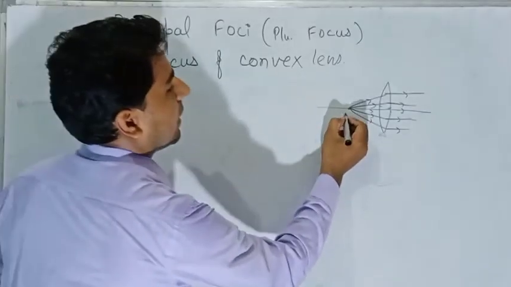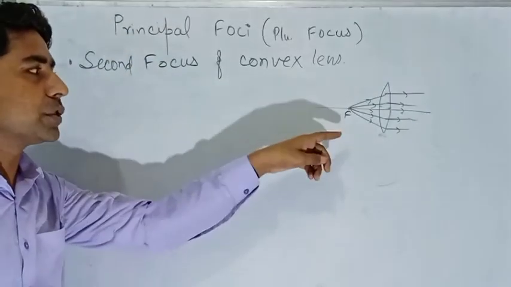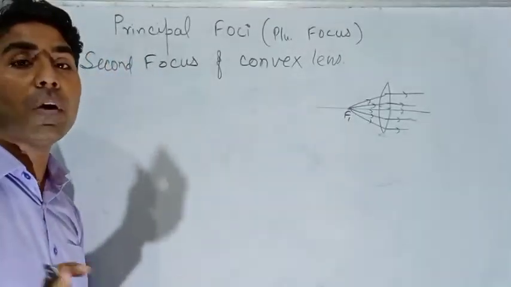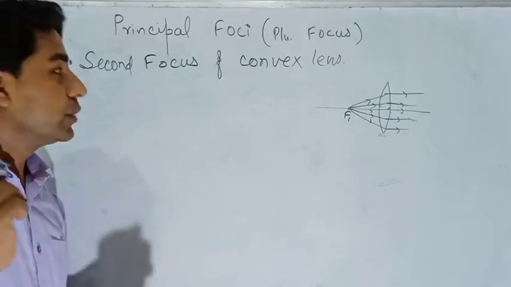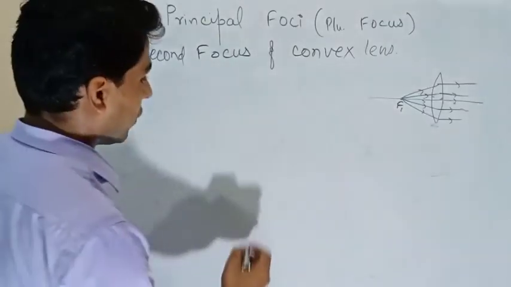I told you that if the ray is starting from a point and after refraction becomes parallel to the principal axis, so this point is what? First focus. Now we are discussing about what? The second focus. So let's draw. I said the reciprocal of this diagram is what? The second focus. Let's draw the diagram first.